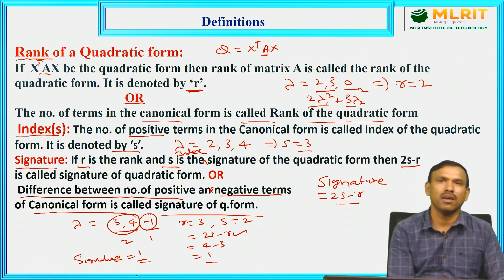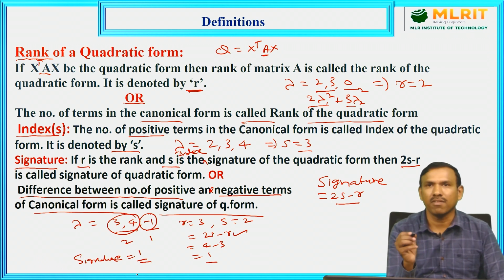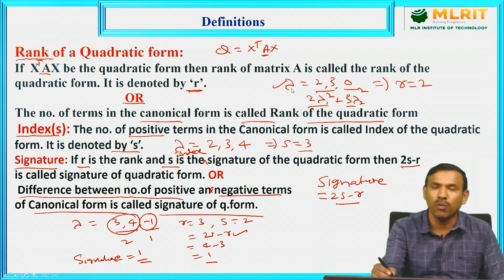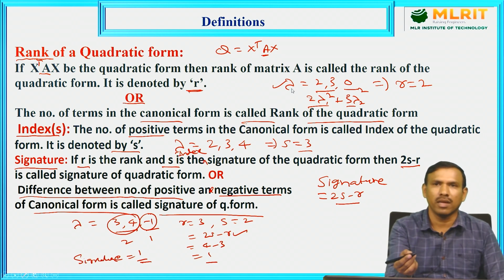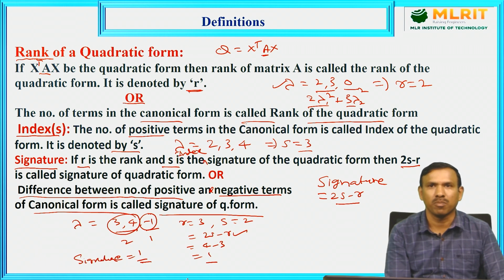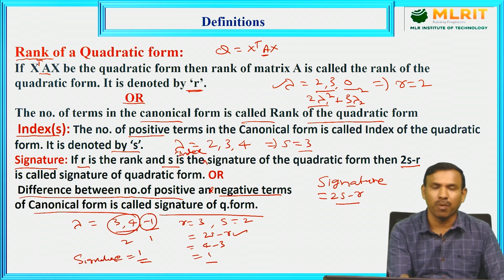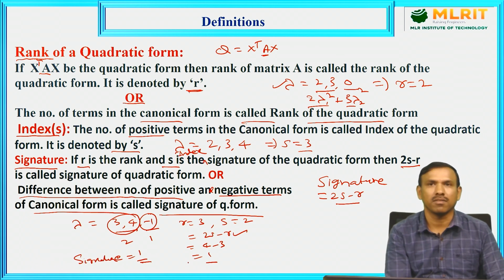So these are the three properties we are discussing. Any quadratic form is given, you will be asked to find the rank, index, signature. It completely depends on the eigenvalues and canonical form. So when eigenvalues are there, automatically we write the canonical form. From there we can say the rank, which is the number of terms in the canonical form. Index, number of positive terms. Signature, formula 2S minus R. If you don't remember the formula, you can say the difference between the number of positive and negative terms. Okay, so these are their properties.